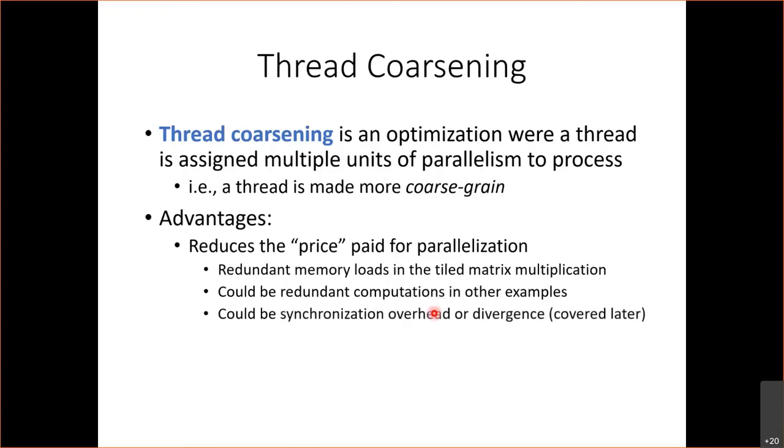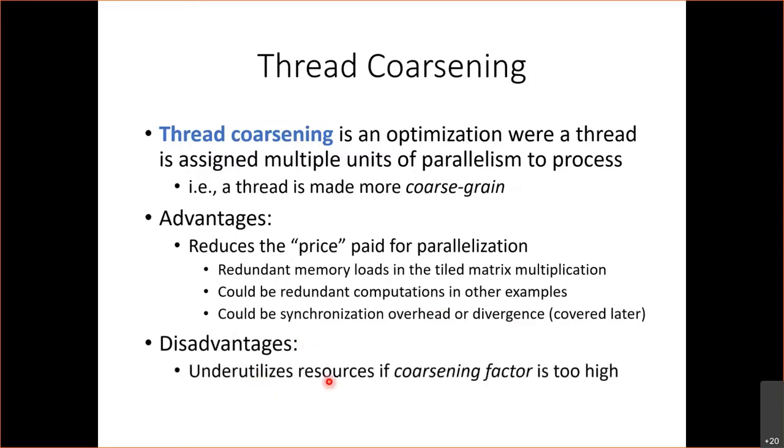It could also reduce something like synchronization or divergence. If the price I paid for parallelization was synchronization or control divergence, then it would reduce that cost for me too. The disadvantages of thread coarsening are like we saw. When I increased the coarsening factor from 4 to 16, I actually ended up hurting performance. We may underutilize resources if the coarsening factor is too high. That means we need to retune the coarsening factor for every device, because different devices have different amounts of resources, so different devices will have different coarsening factors.